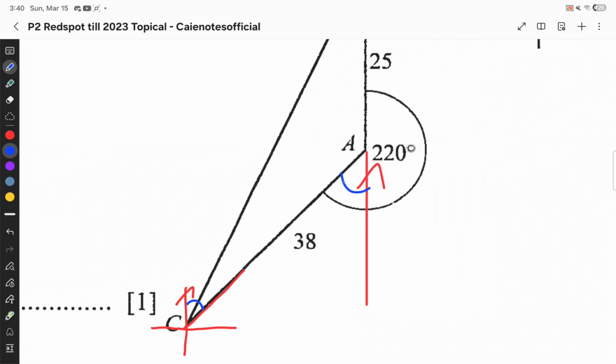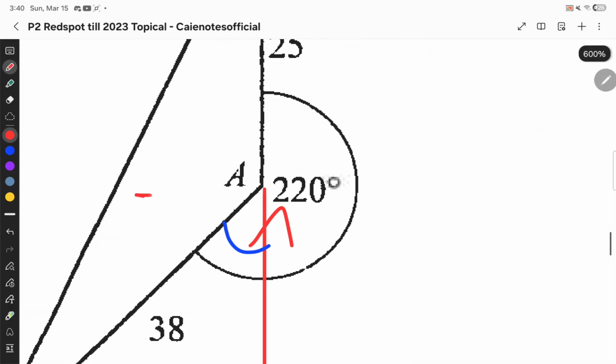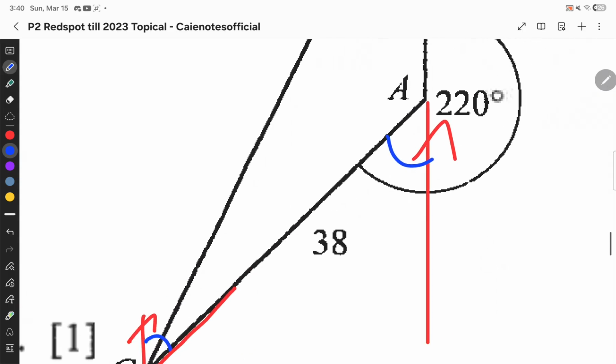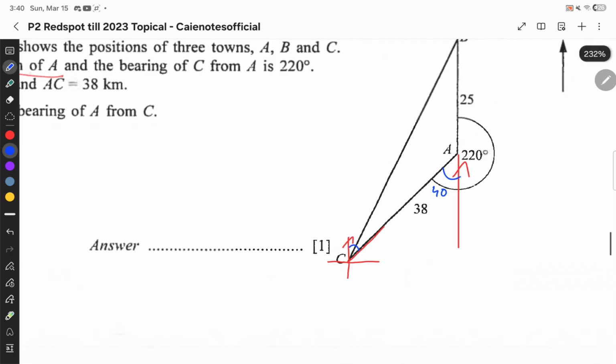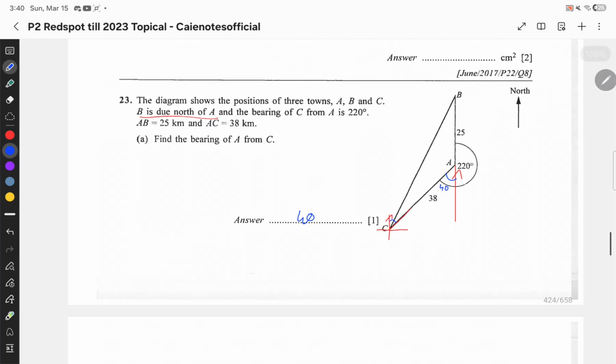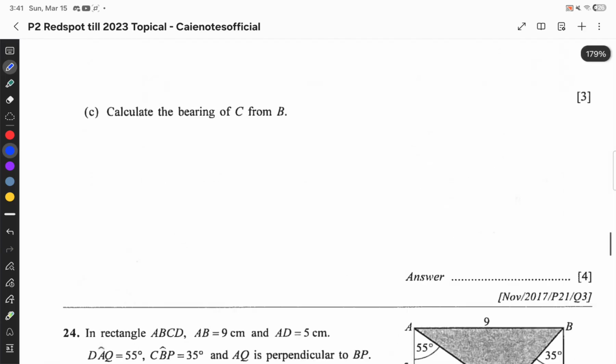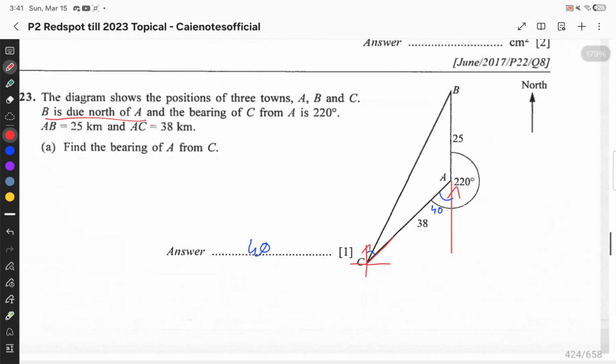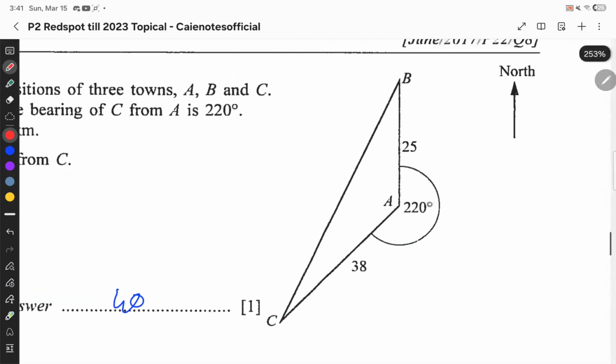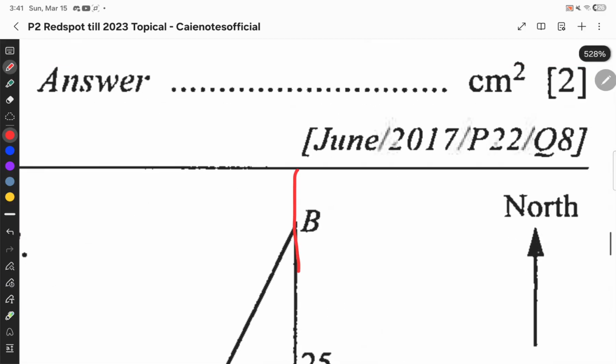Let's calculate this blue angle. This is 180 minus 220. This is like the opposite, reverse bearing. We remove 90 instead. Okay, this is the evil version of bearing. So this is 220 minus 180, which equals 40, and our answer is 40 as we do alternate opposite. Calculate the bearing of C from B. So we stand at B and we calculate the bearing to C.